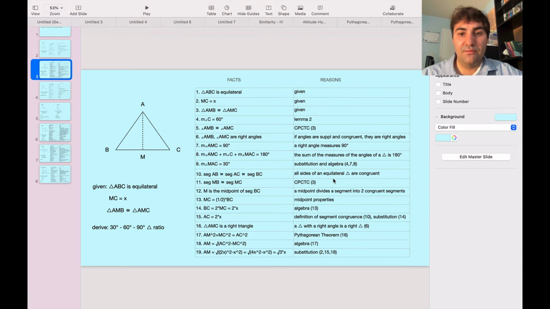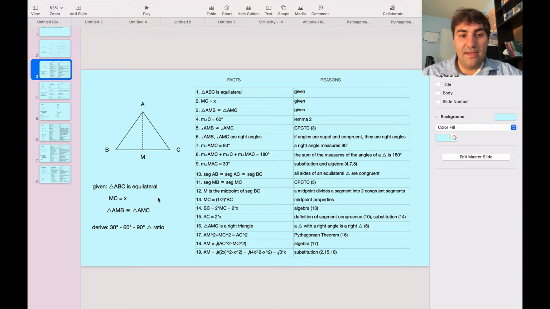So we know all sides of an equilateral triangle are congruent. So in other words, segment AB is congruent to segment AC, which is congruent to segment BC, right? And we're talking about triangle ABC in this case. So we know that triangle AMB is congruent to triangle AMC. Therefore, segment MB is congruent to segment MC. And therefore, M is the midpoint of segment BC, right? Because a midpoint divides a segment into two congruent segments. So in other words, the length of MC is equal to 1/2 times the length of BC.